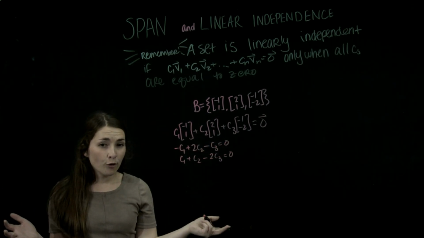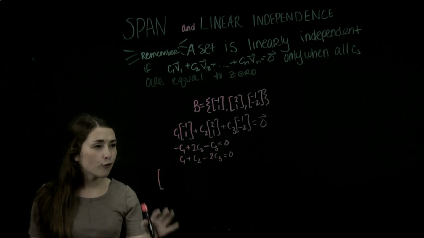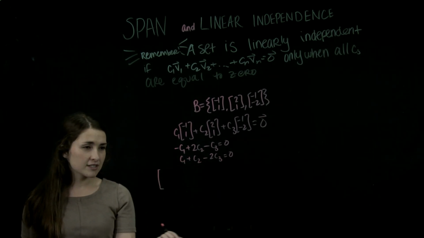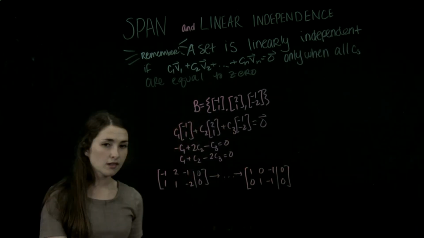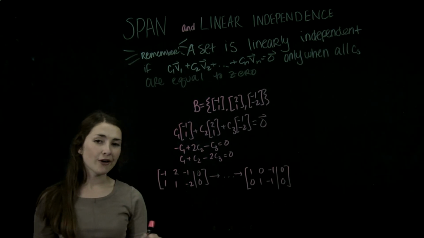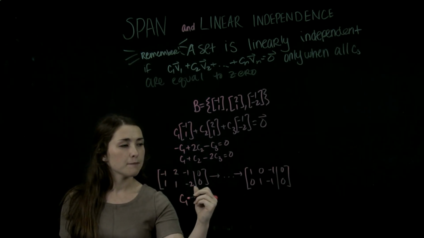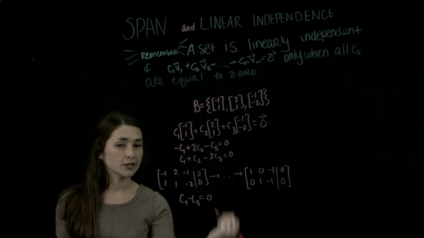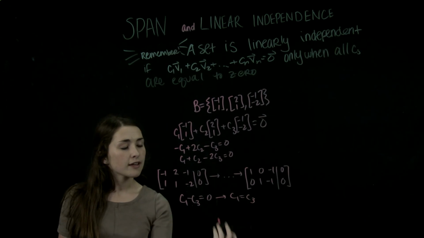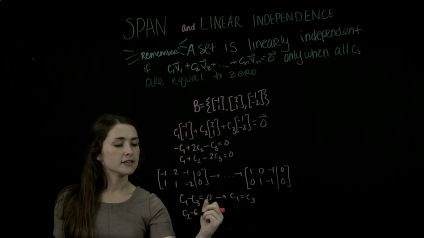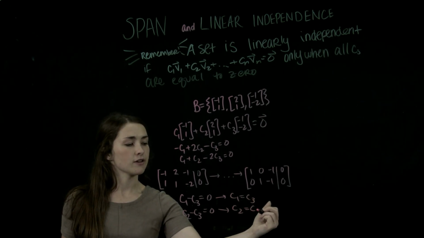So right before, we already calculated our reduced row echelon form of the augmented matrix corresponding to this linear system. So let's recall that. From our reduced row echelon form of this augmented matrix, we will see that C1 minus C3 is equal to 0, or in other words, C1 is equal to C3, and C2 minus C3 is equal to 0, or in other words, C2 is also equal to C3.